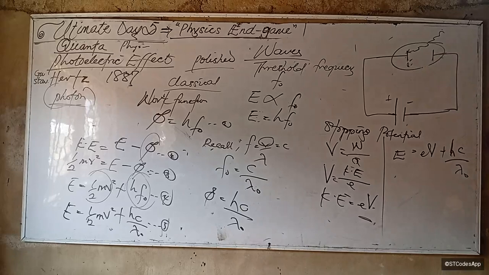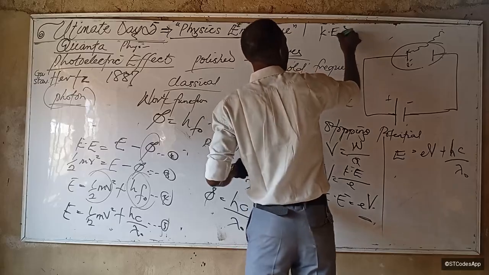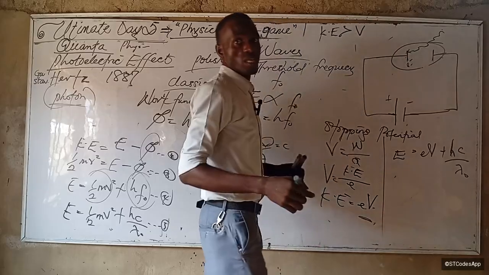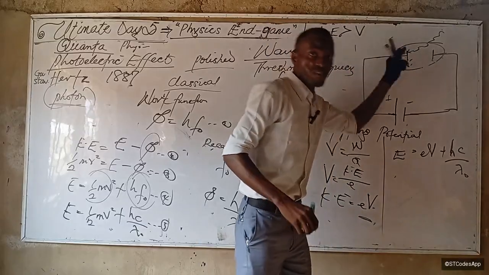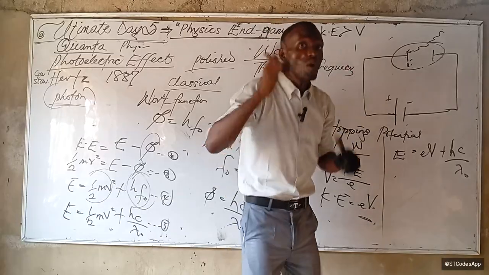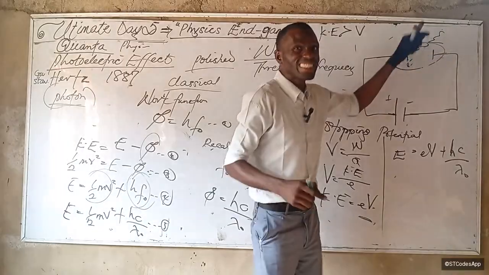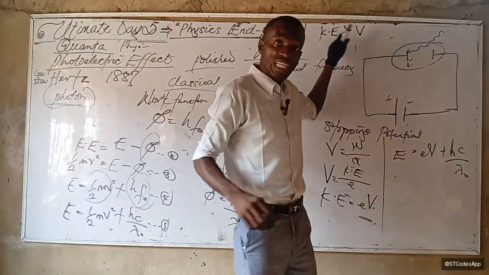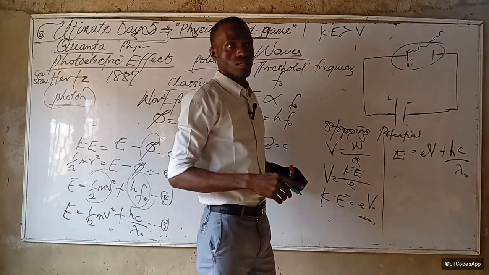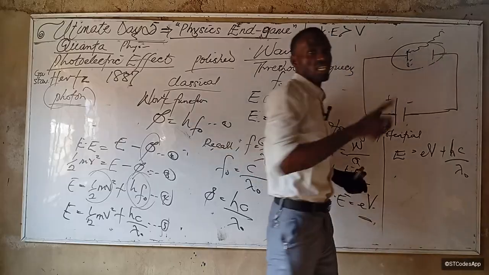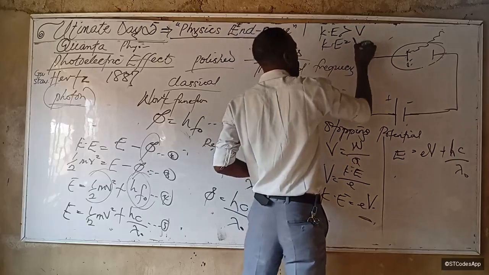So for them to actually be able to move, the kinetic energy all the time must be greater than the stopping potential. If the kinetic energy is still greater than the stopping potential here, they will keep moving. Is that okay? The moment we are able to give it an amount of stopping potential that is equal to the kinetic energy, there is no more movement. Electrons will stop being ejected there. Does that make sense now? So the kinetic energy will be equal to the stopping potential there.